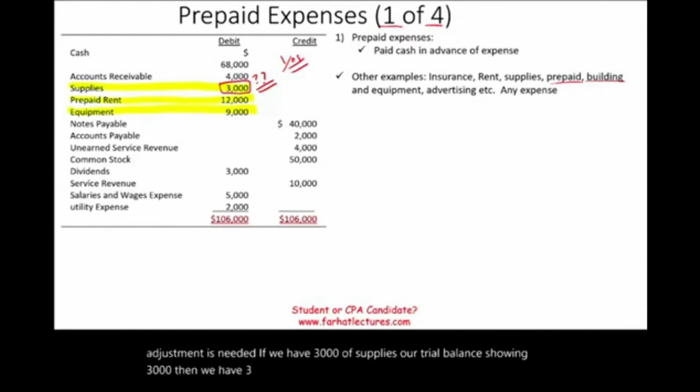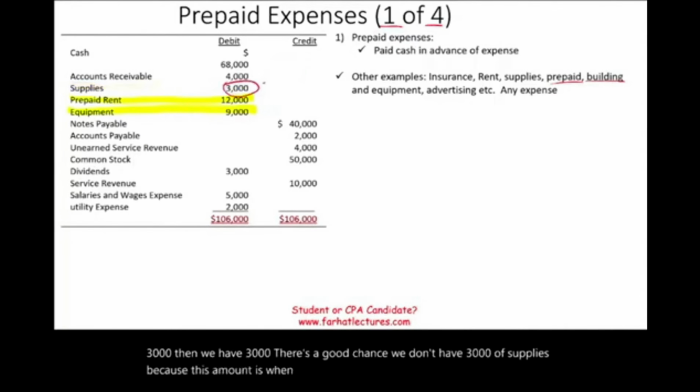There's a good chance we don't have 3,000 of supplies, because this amount is from the beginning of the period or when we purchased the supplies. At the end of the period, we might have lost some supplies.